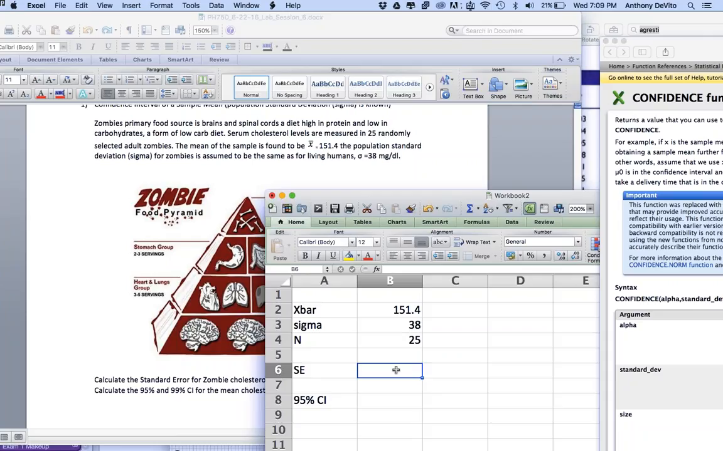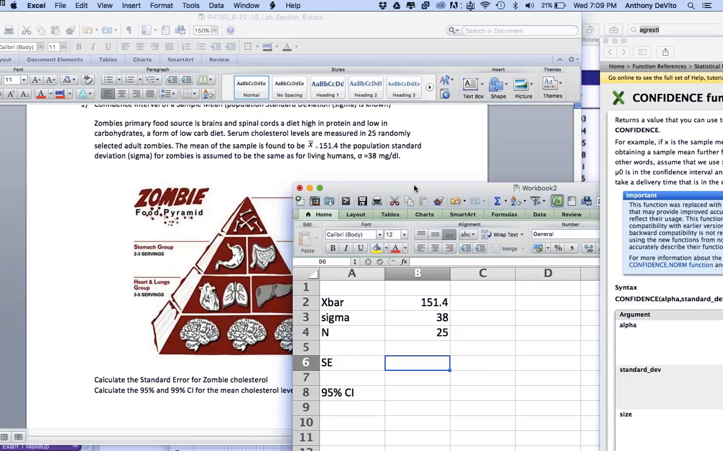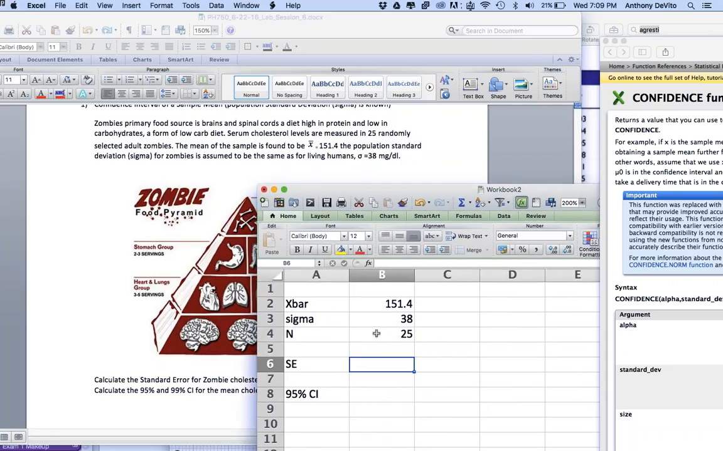Okay, I'm going to get started to catch up to you guys. So first thing I'm going to do is calculate the standard error. The assumption that we're making here is that we know the population standard deviation. By all rights, we're kind of stretching with a sample size of 25. We're stretching the truth a little bit, but we're justifying it by saying we have a good idea of the true population standard deviation for a similar group, living humans. So we're going to assume that it's the same for this group, even though our sample was small. So our standard error is going to be equal to 38, standard deviation, divided by the square root of the sample size, which is 25.